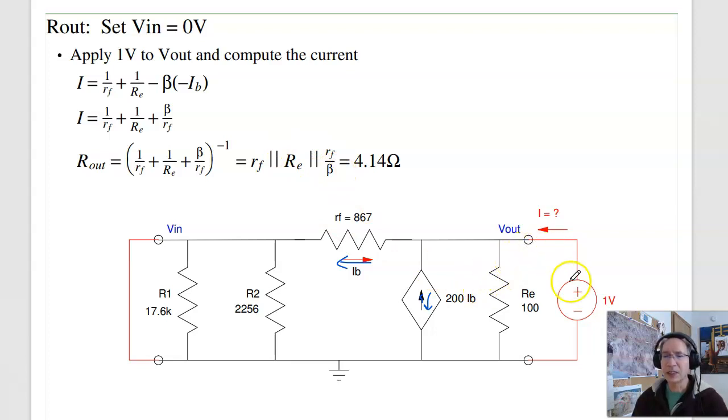The impedance then is 1 volt over the current, or 1 over that. And if you notice, this is the equation for 3 resistors in parallel. This is RF in parallel with RE, in parallel with a fictitious resistor, RF over beta. Solving, that gives you 4.14 ohms as the output impedance.